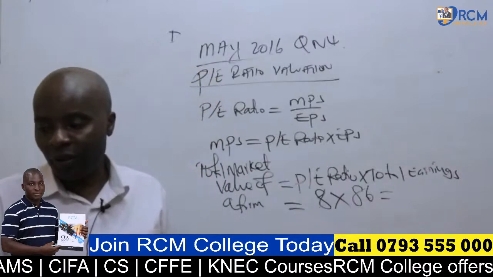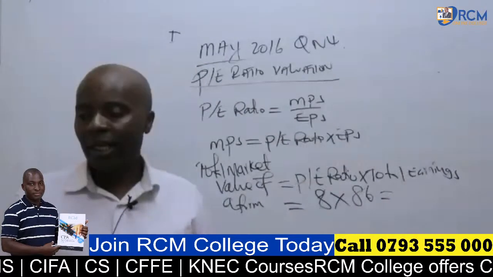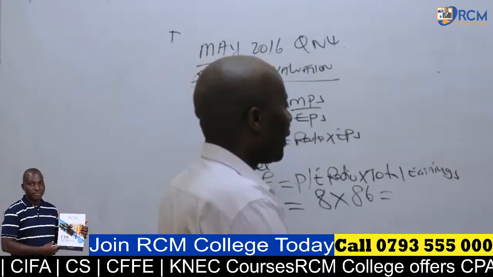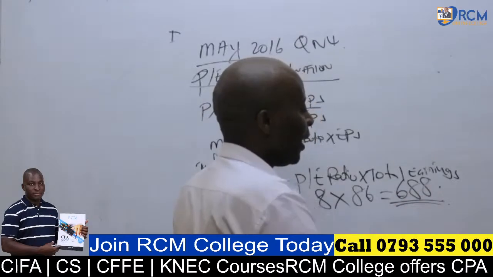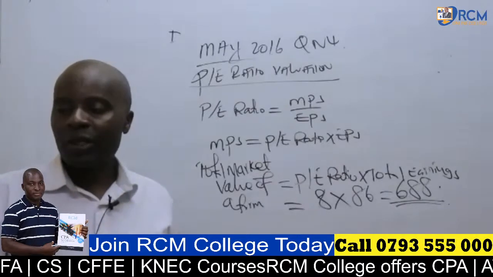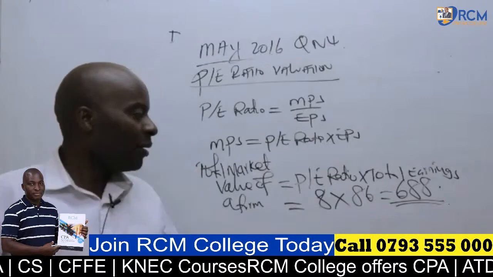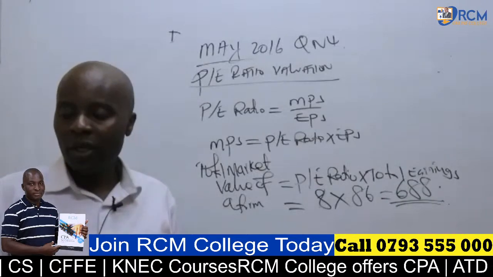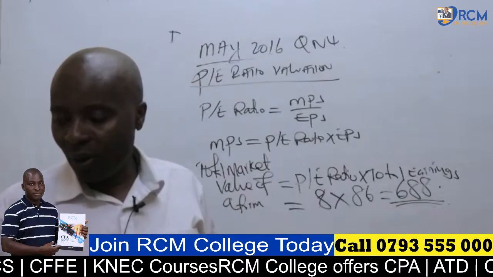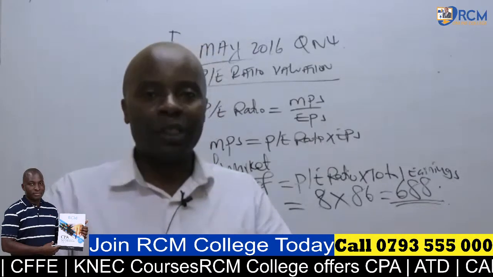So what is 8 times 86? 8 times 86 gives me what value? From Samuel, we are getting 688. So ladies and gentlemen, using the PE ratio model, there is no way I will be able to pay more than 688. 688 million becomes the maximum amount payable. I don't know whether we are clear up to there.